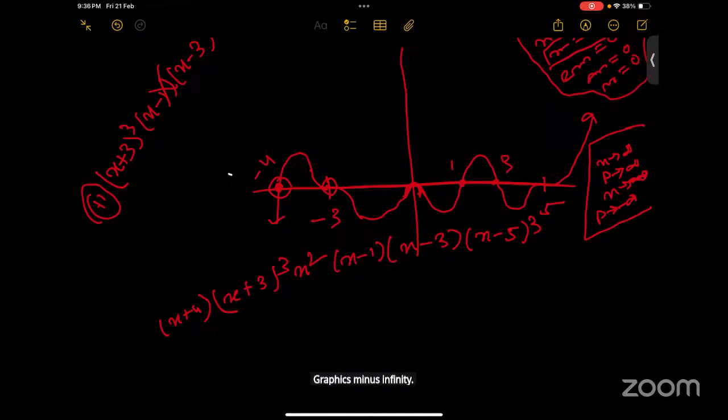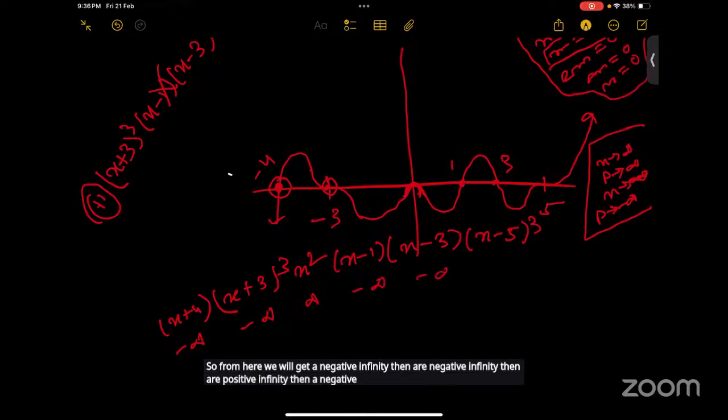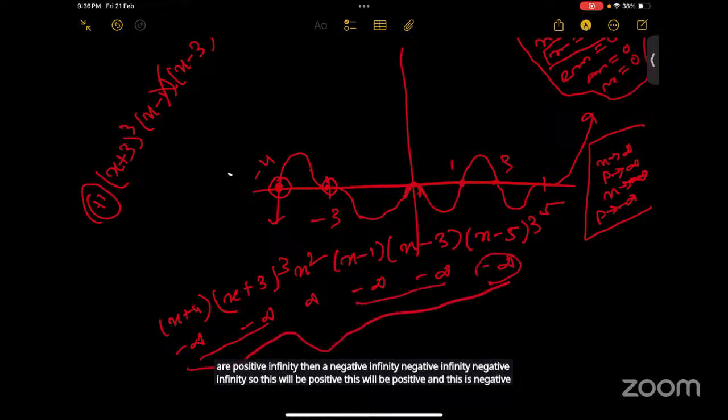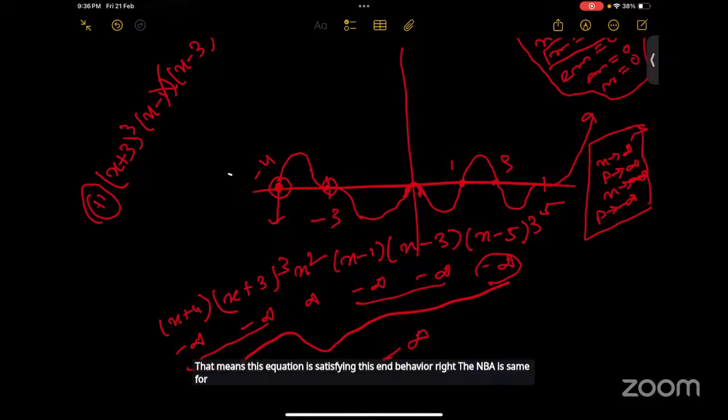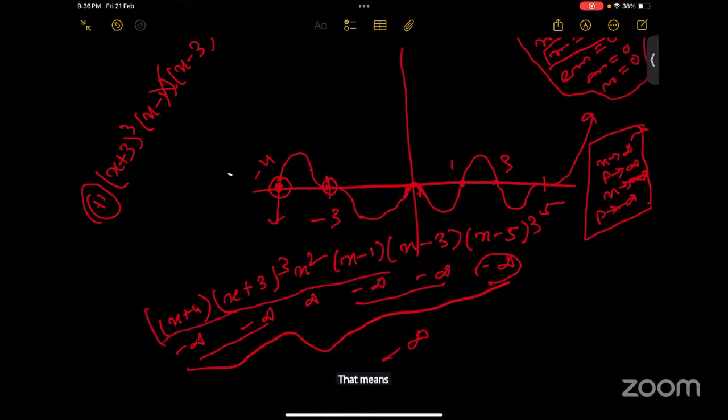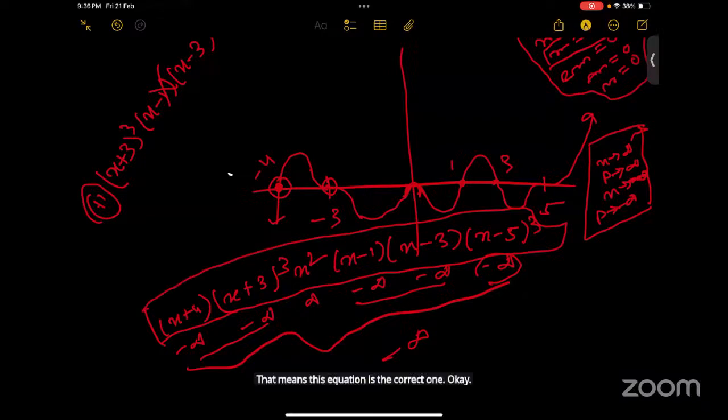If x is tending to minus infinity, then the graph is minus infinity. So from here we will get a negative infinity, then a negative infinity, then a positive infinity, then a negative infinity, negative infinity, negative infinity. So this will be positive, this will be positive, and this is negative. So all over we will get a negative infinity, right? That means this equation is satisfying this end behavior, right? The end behavior is the same for both the graph and the equation. That means this equation is the correct one. Okay? Any doubt?